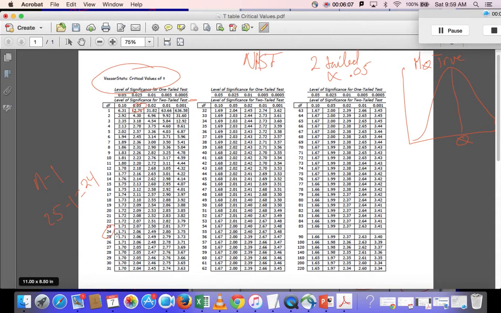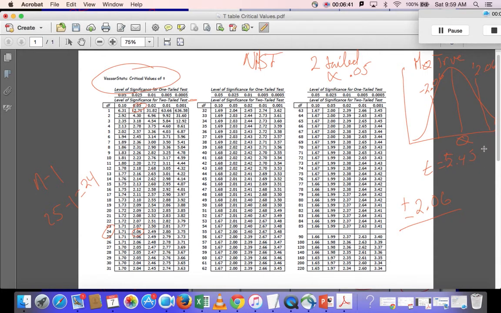So here we're going to look at row 24, column 0.05 alpha level, two-tailed test, and we find that my critical value is 2.06. Now since it is a two-tailed test, remember that we have to have a positive and a negative 2.06 in our particular case. So here we're going to draw positive 2.06 and negative 2.06.